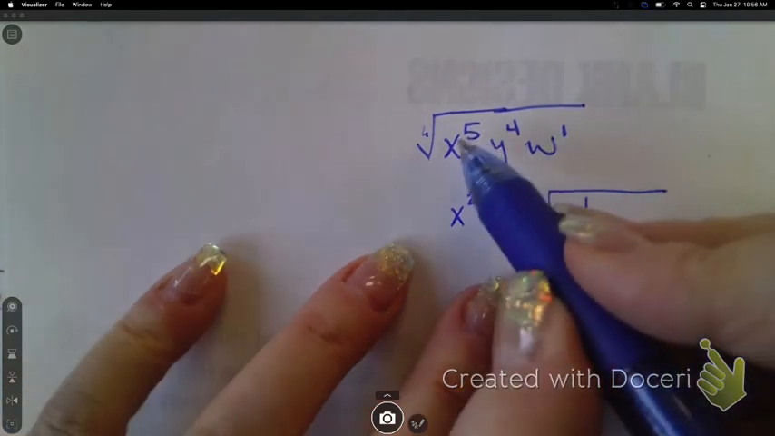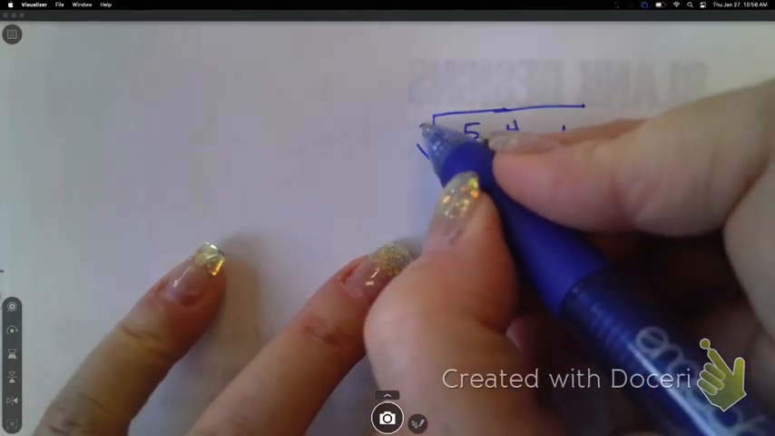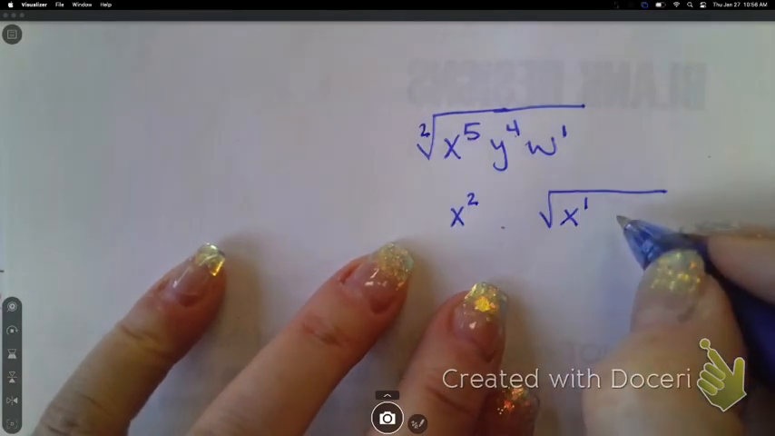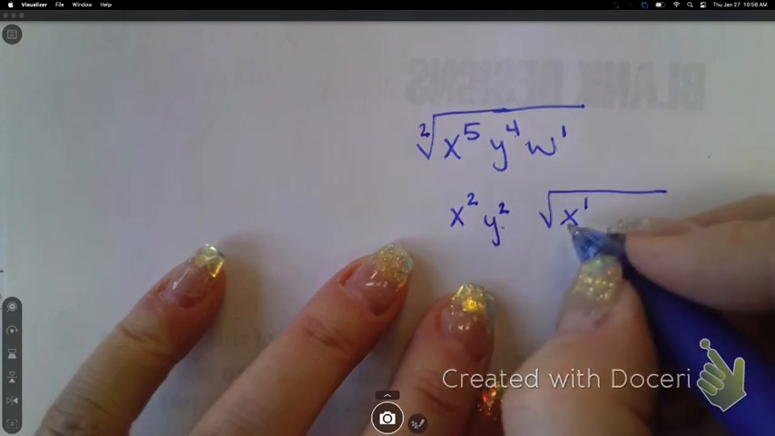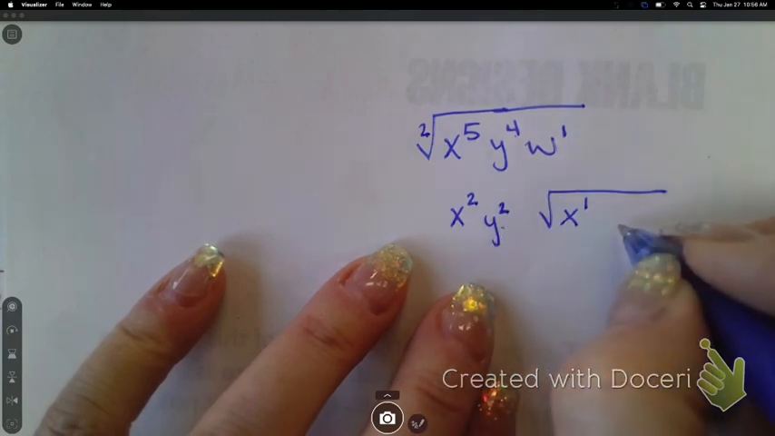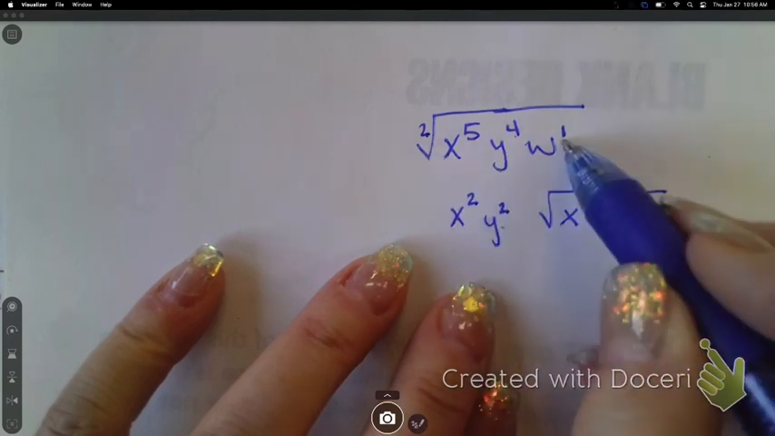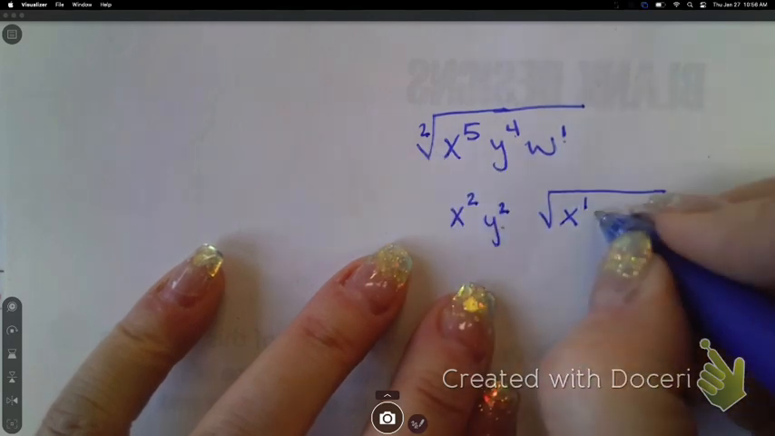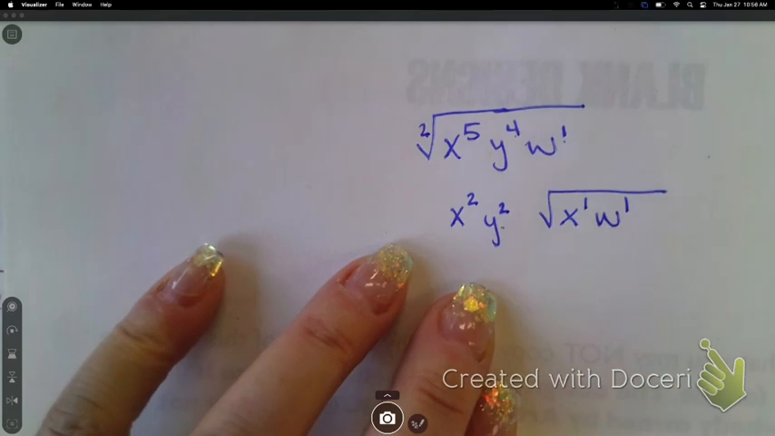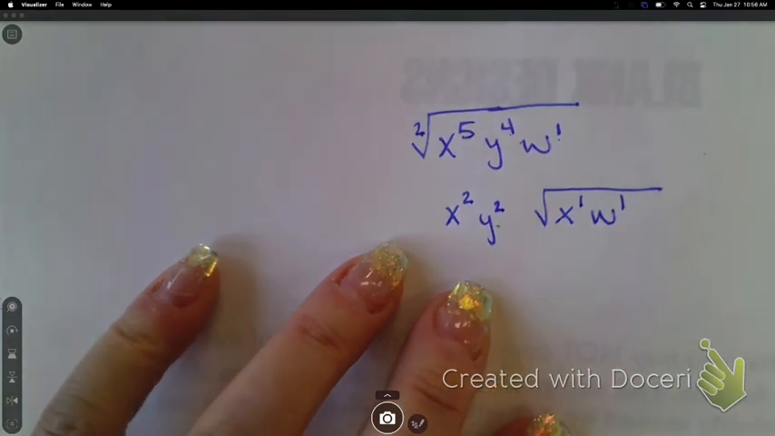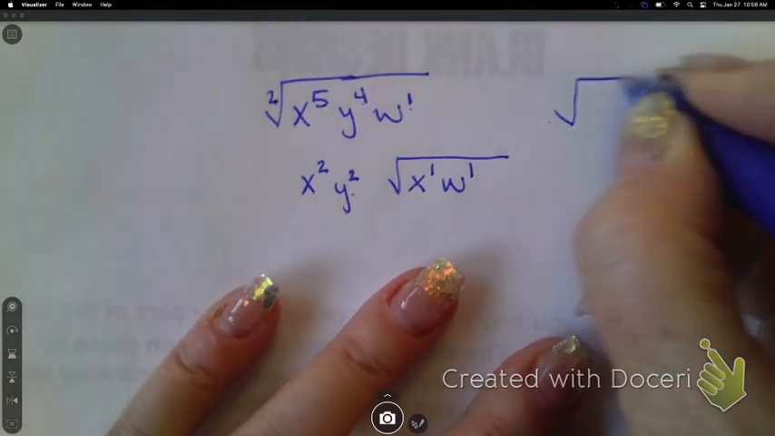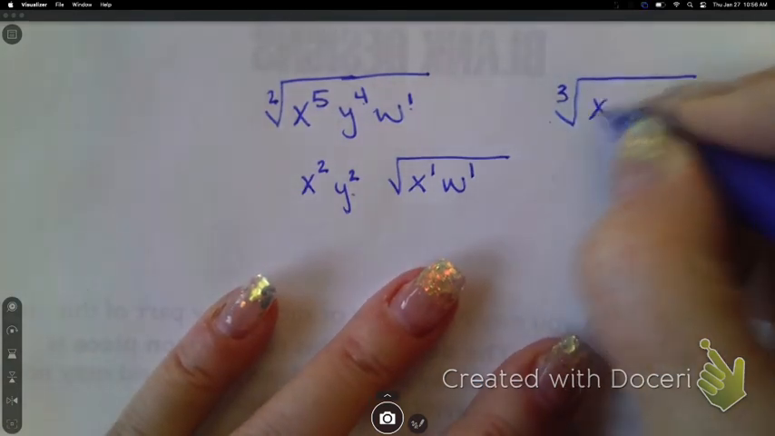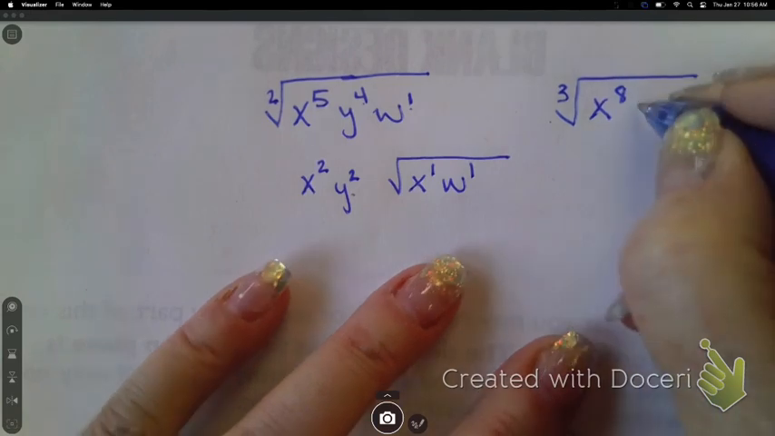Okay? Then I divide y to the 4th by 2, so I get y what? Y squared. Do I have any left over? No. So nothing is in there. Does 2 go into 1? Nope. So that's just that. Would that be the answer to that? Yes. Oh, okay.